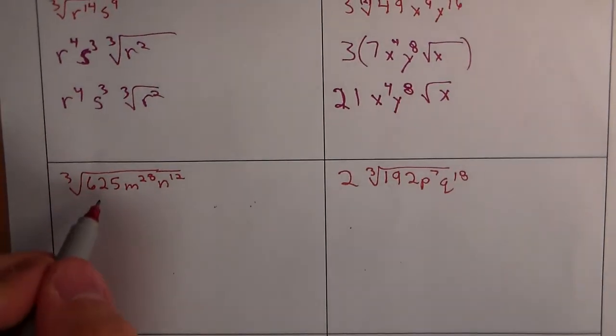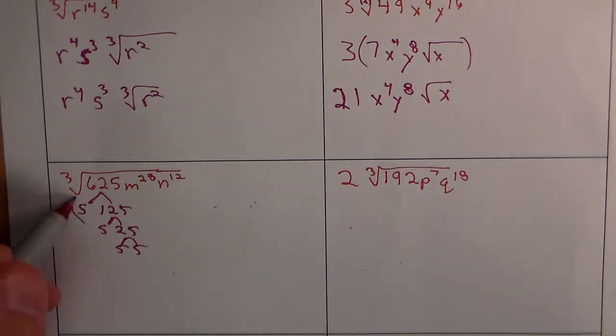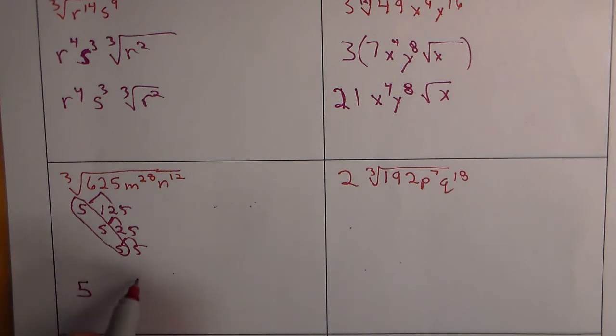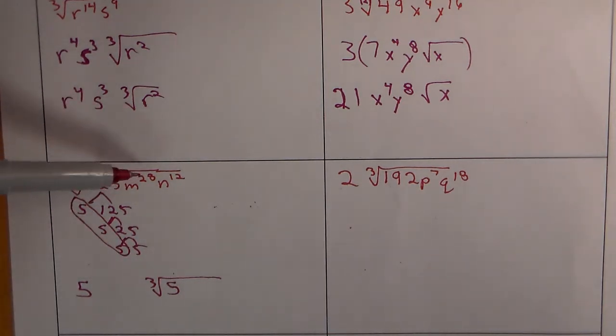For cube root with 625, 625 is 5 times 125, which is 5 times 25, which is 5 and 5. So we have these 3 5s are going to come out, but there's 1 left over. So I'm going to start right here and just kind of put it together. I know I'm going to have a 5 on the outside and a 5 left in the radical, that one right there. M to the 28th.